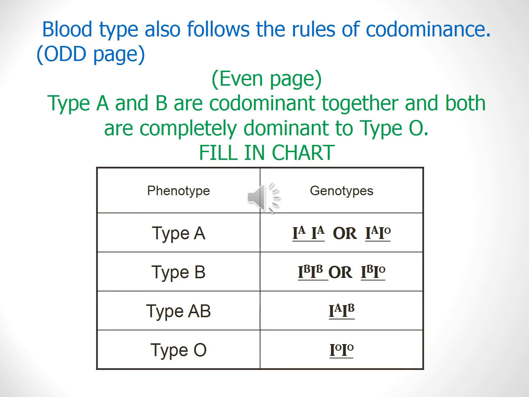Okay, so those are the genotypes and the phenotypes associated with blood types. There is a case of codominance here, and you have a case of clear dominance and recessiveness, because A and B are codominant and the O is the recessive.